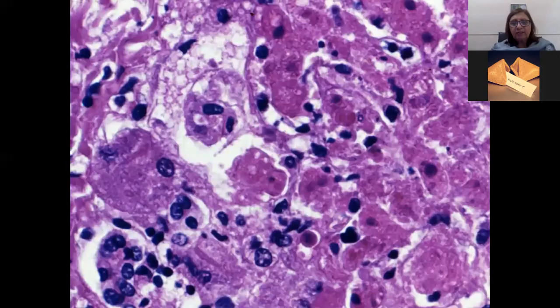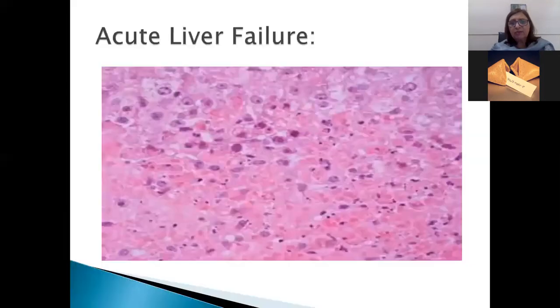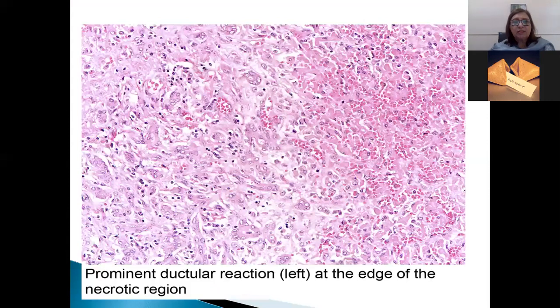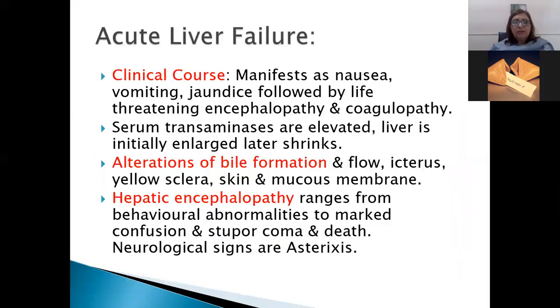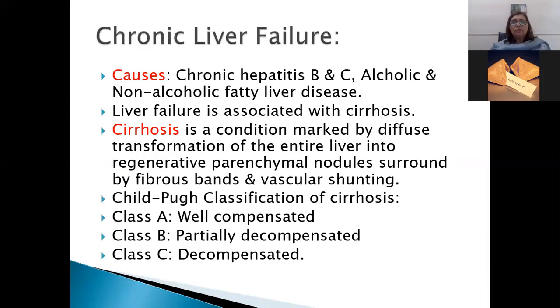I've shown you these slides. This is the massive necrosis in the liver. This is also massive necrosis surrounded by acute inflammatory cells. This is the ductular reaction, which I've told you about, within a lobule with necrosis. This is also ductular reaction. This is the steatosis, or fatty change. The other name for steatosis is fatty change in the liver. So, the clinical course I've told you, and now we are going to do chronic liver failure.